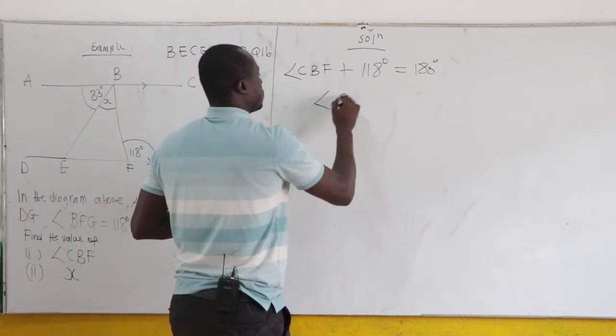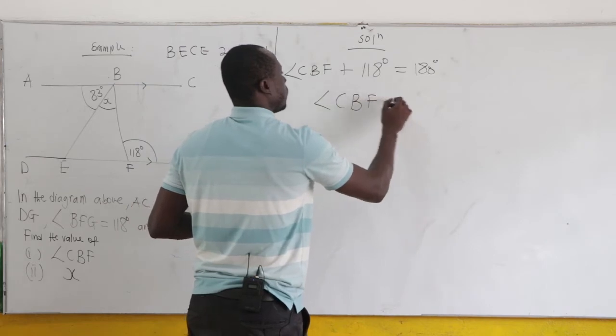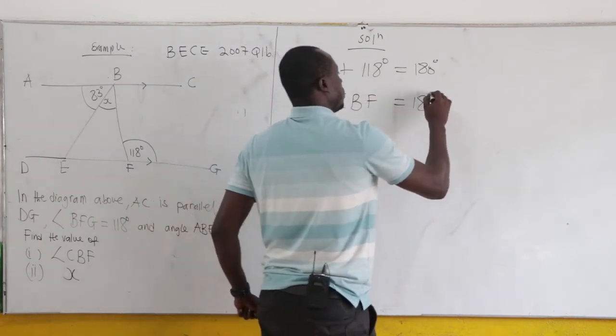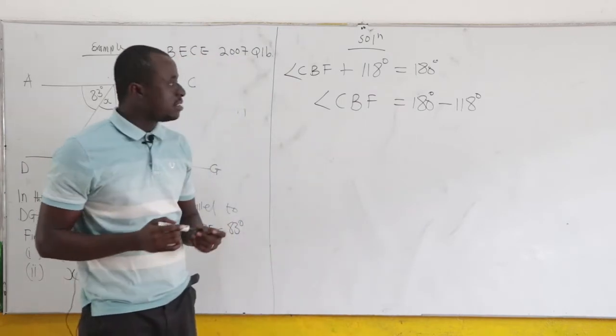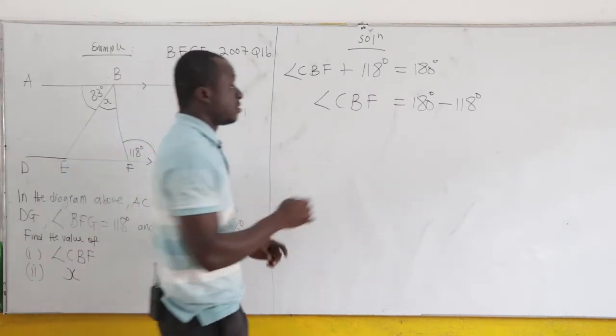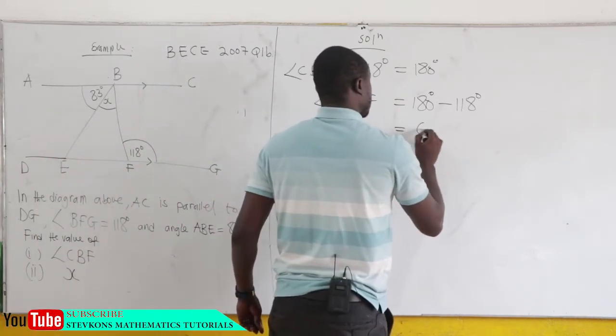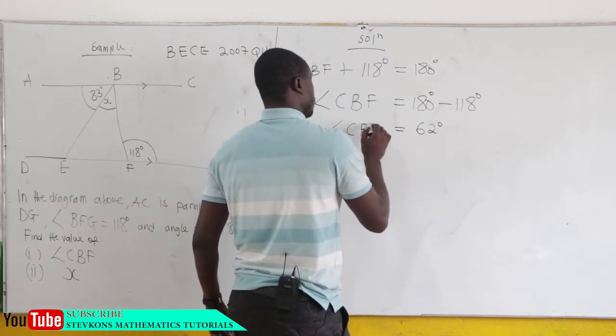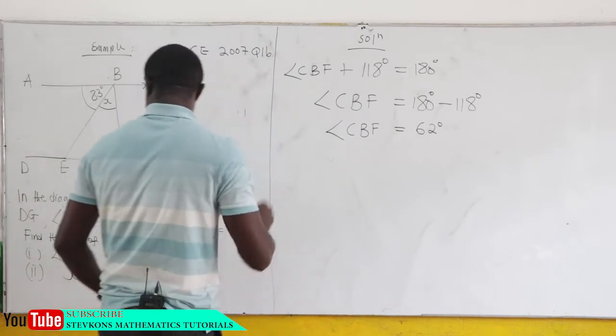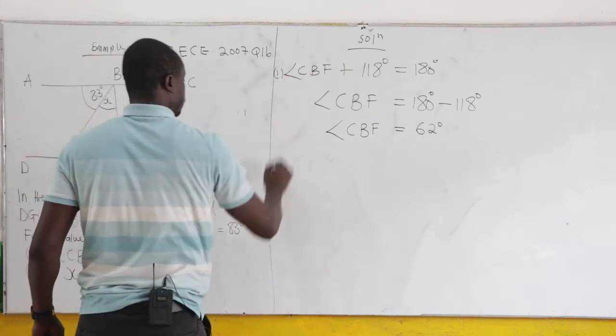So our CBF equal to 180 degrees minus 118 degrees. Now 180 degrees minus 118 degrees will give us 62 degrees. That's our angle CBF. That's the first one.